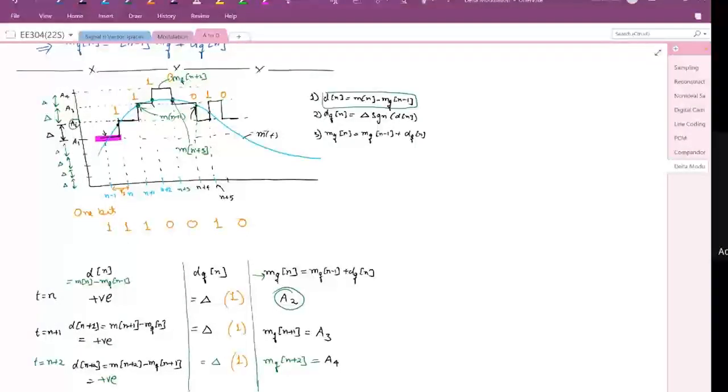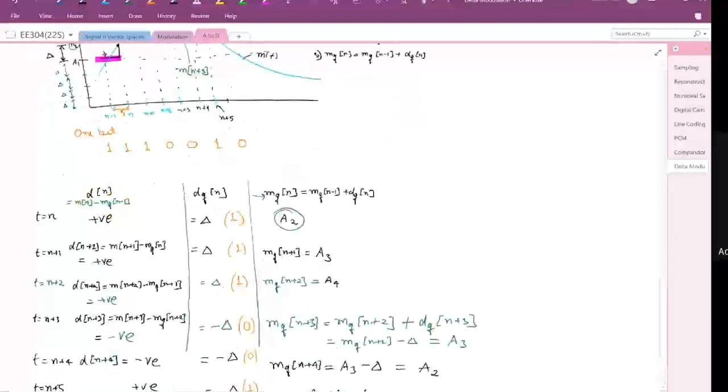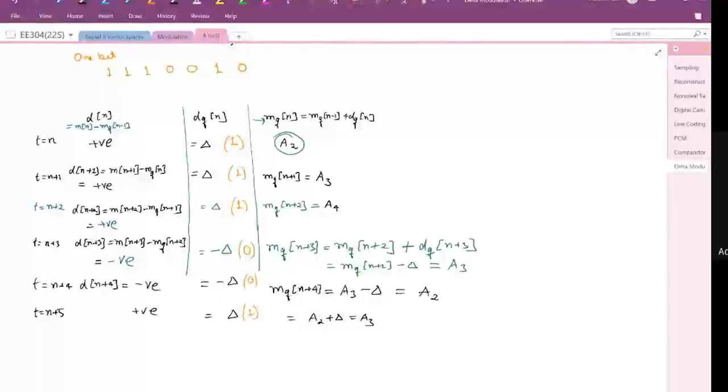Yes, sir. So do you see the benefit of using delta modulation over PCM? Do you see the advantage of using delta modulation? Yes, sir.